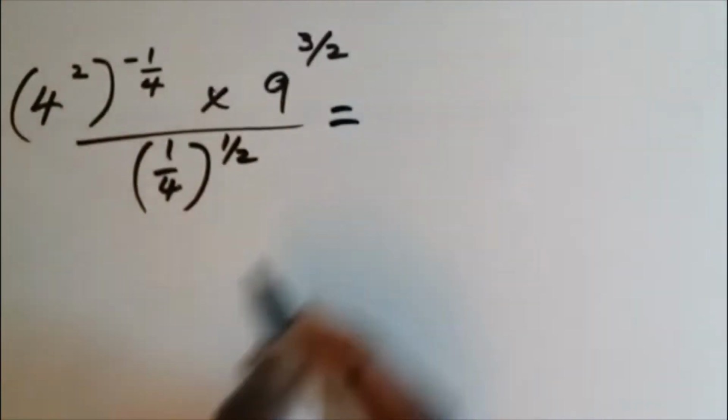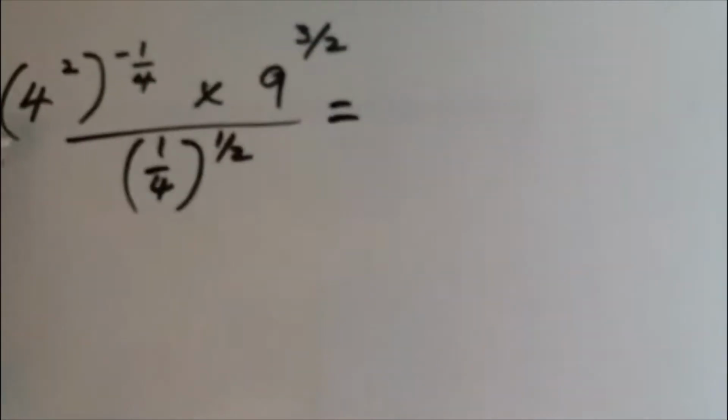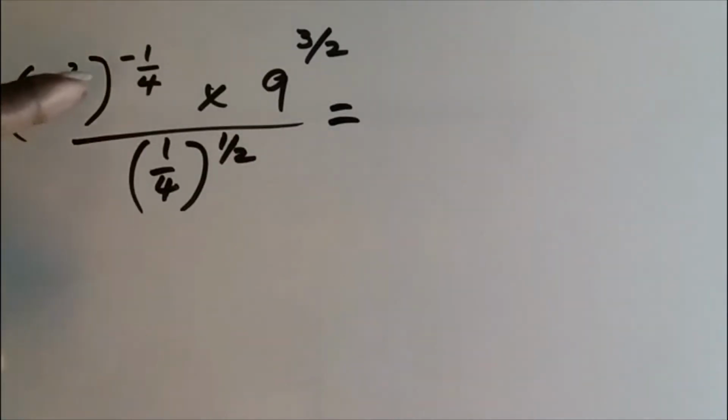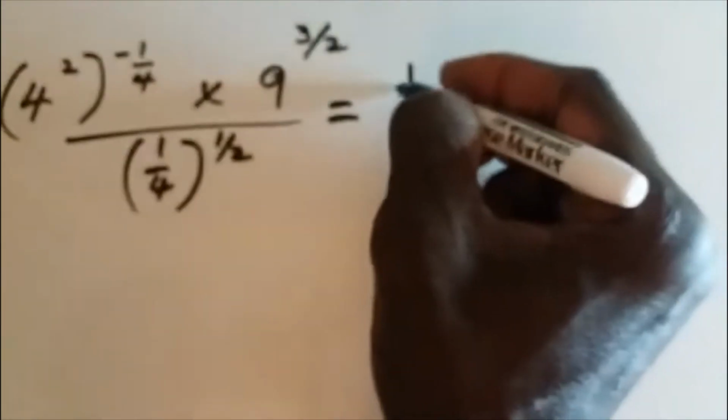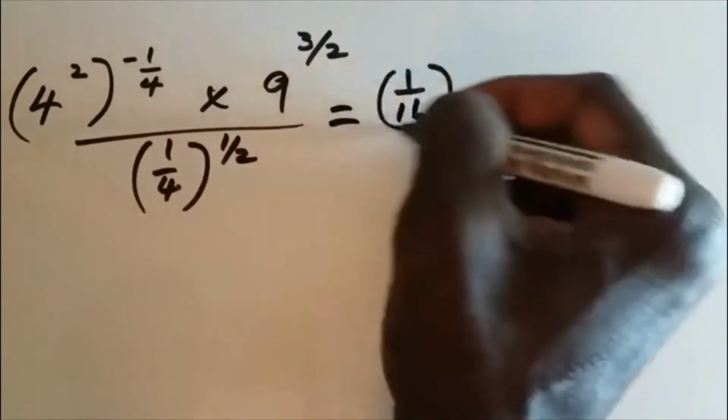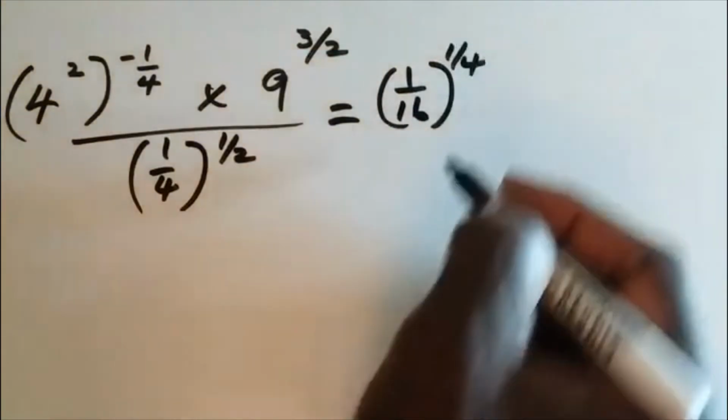So, first of all, let's rewrite this. 4 squared is actually 16, and if we're raising something to a negative index, we can just write it as the inverse, so that'll be 1 over 16, and this is actually the fourth root of 1 over 16. So we can rewrite this as 1 over 16, and we take the fourth root.